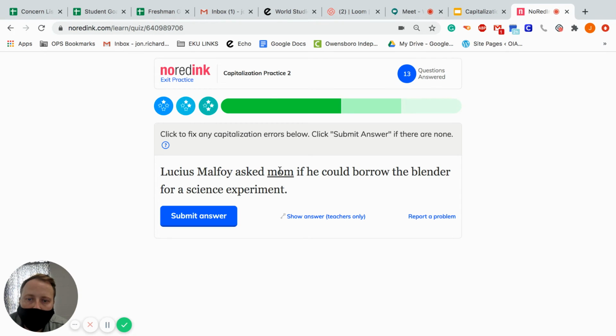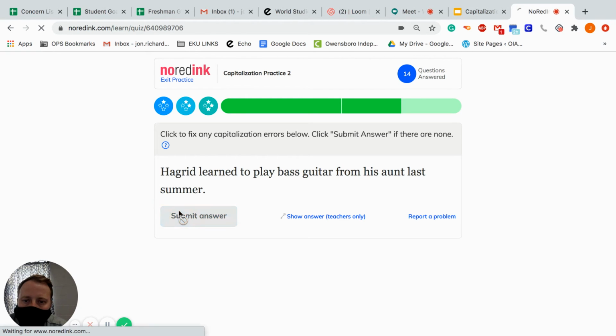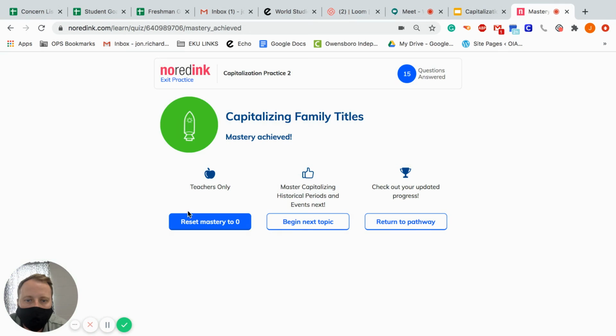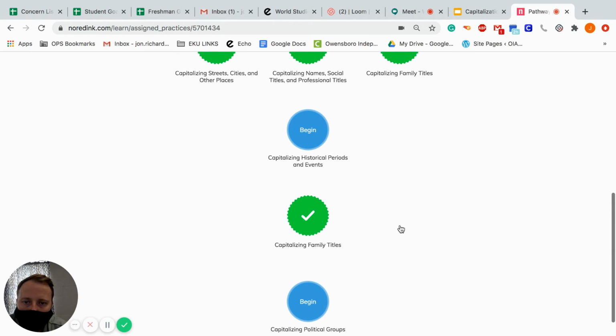Lucius Malfoy asked Mom if he could borrow the blender for a science experiment. Lucius Malfoy asked Susie if he could. Yeah, it makes sense. So we're good. Hagrid learned to play bass guitar from his aunt last summer. So from his Susie last summer, no, it doesn't make any sense. All right, that one's easy. So we're done with that now since we know that fun little rule. All right, we're down to two more.